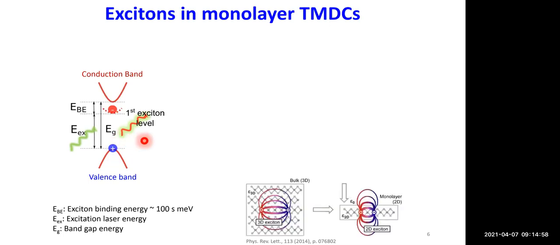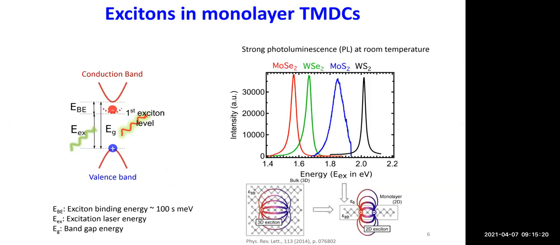For the case of monolayers, screening of the Coulomb forces is reduced because there is no bulk semiconductor, and this results in an exciton binding energy greater than the thermal energy. For most of the materials, the exciton binding energy is more than hundreds of meV. So this makes them ideal for studying excitonic physics even at room temperature. You can see here the PL spectra from different transition metal dichalcogenide monolayers with different excitonic resonances at room temperature.